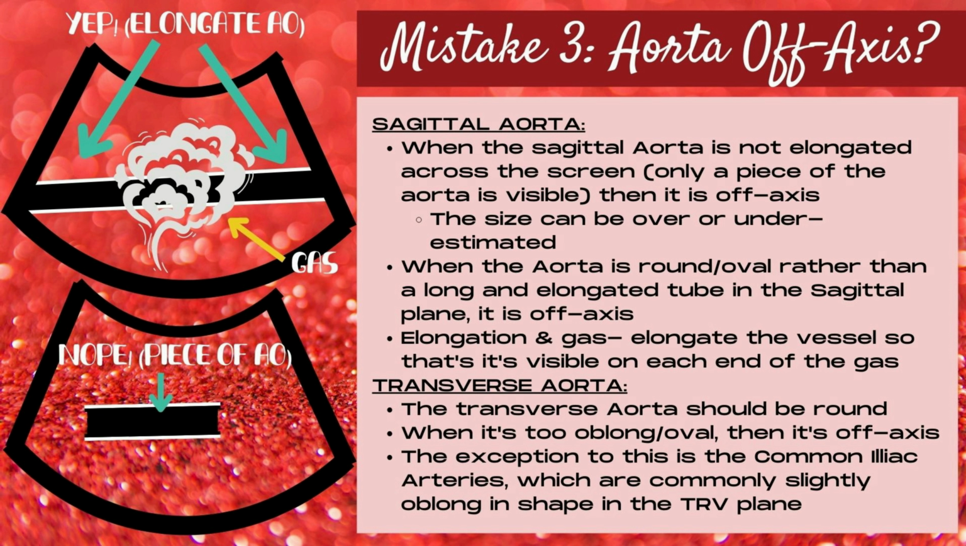Next, let's talk about how to ensure that your transverse aorta is on axis. The transverse aorta should be round. If it's too oblong or oval in shape, then it's off axis. Now there's an exception to this, and the exception to this is the common iliac arteries, which are commonly just slightly oblong in shape in the transverse plane.